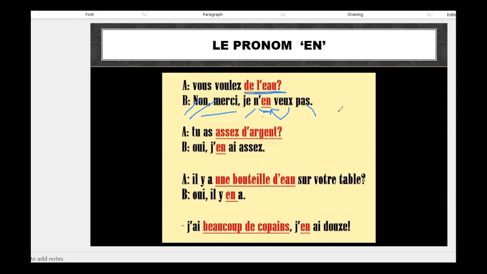No, we have to use this pronoun en. Oui, oui, je veux de l'eau. So you have to replace this, no? Why are we using the pronoun? To avoid the repetition. So we do not want to use this in our answer. So instead of de l'eau, what are we using? We are using en.